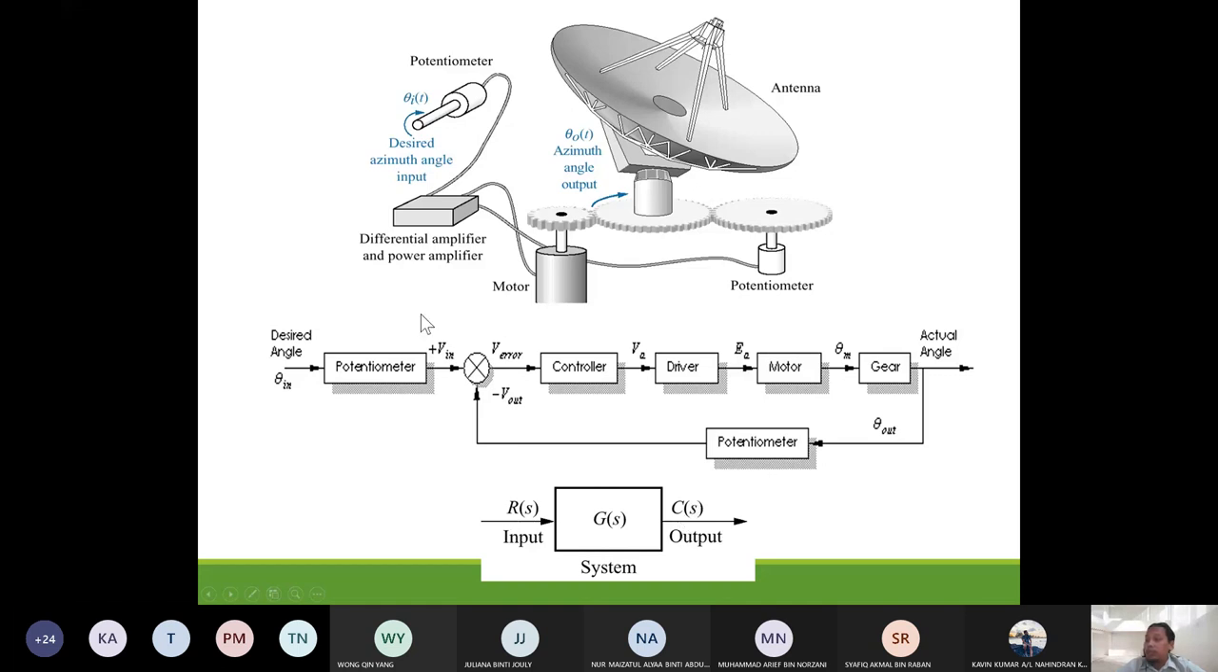Here in the middle block diagram, there are so many subsystems. If you want to build this system in, let's say, Simulink, it's okay, because the software will automatically calculate for you. But if you want to calculate manually, it's better if you can simplify this system into a single block diagram.